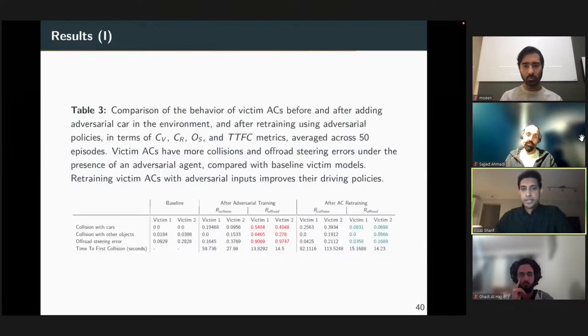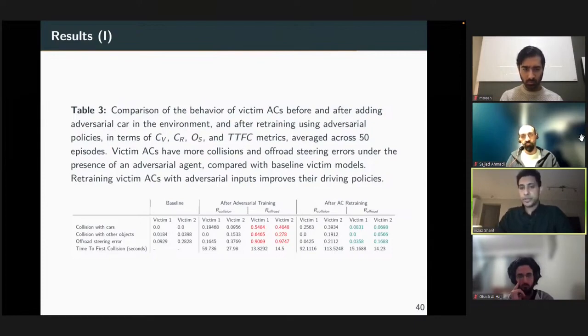And in this table we show our main results, and this table can be easily visualized if you go from left to right. On the left, we have our baseline performance, where there is pure testing of the self-driving cars without any adversary. And we can see that there is hardly any collision detected with any other car, there is minor collision with road objects, and very minimal off-road steering error.